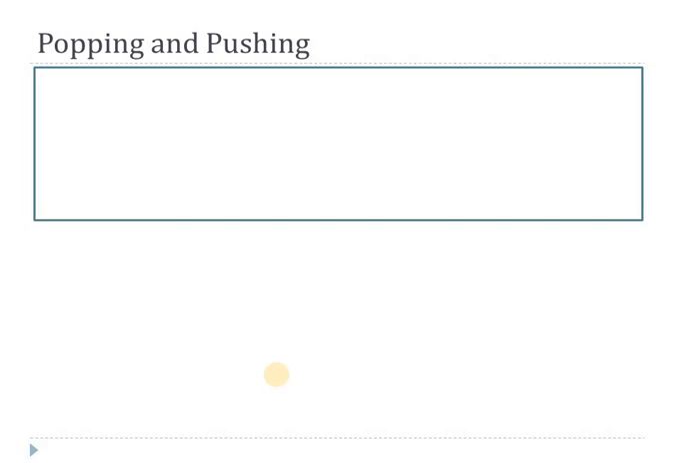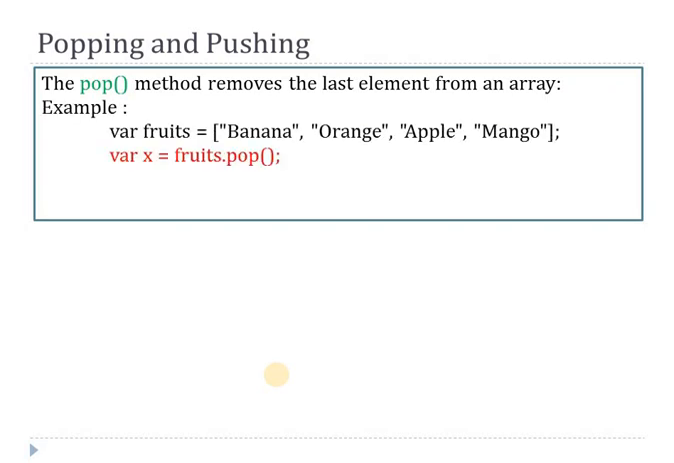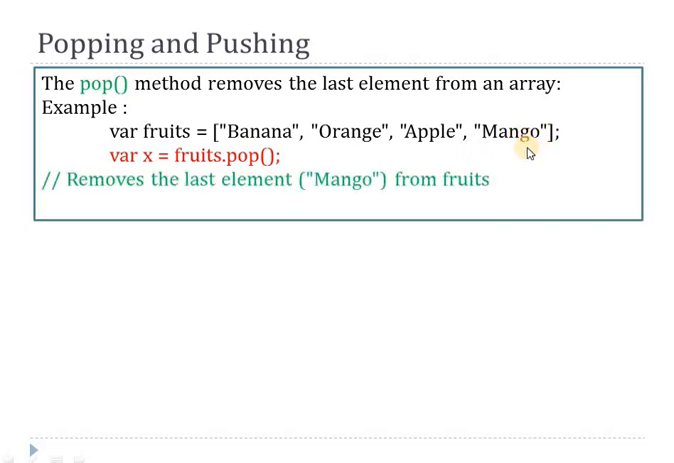After that, popping and pushing. This is your array, and you can add and remove particular elements using these pop and push methods. Let's first see the pop method, which is used to remove the last element from an array. For example, if you declare the variable fruits, that means your array banana, orange, apple, mango, and you call fruits.pop, then whatever the last element is, in this case mango, will be removed from fruits, and the value of x is mango.